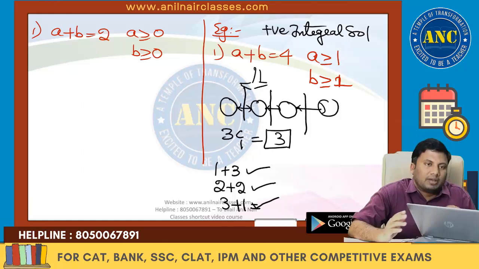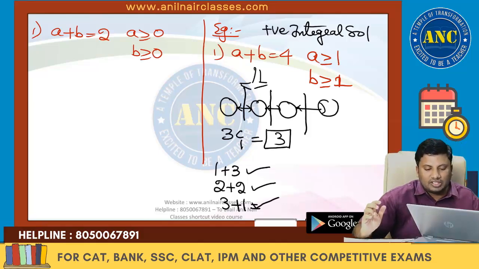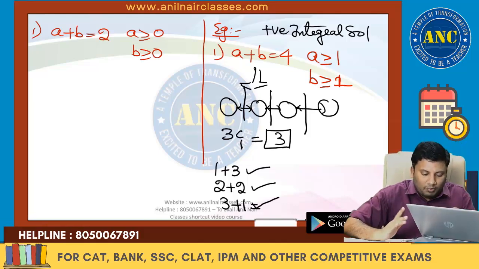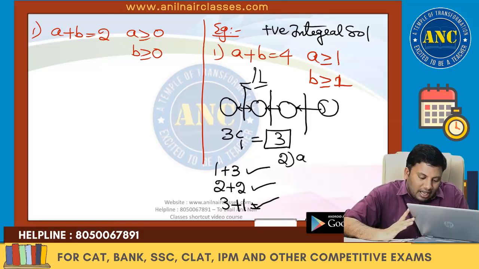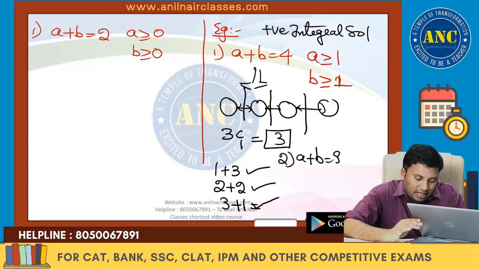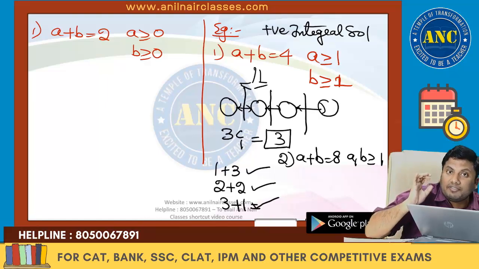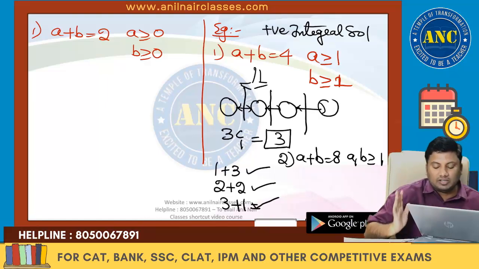nC1 is nothing but n. In binomial theorem session 1, we discussed why nC1 is n. 3C1 is 3. One more question, I will do it. Listen carefully. a plus b equivalent to 8, a comma b greater than or equivalent to 1. If the variables are starting from 1, then the concept is very easy.